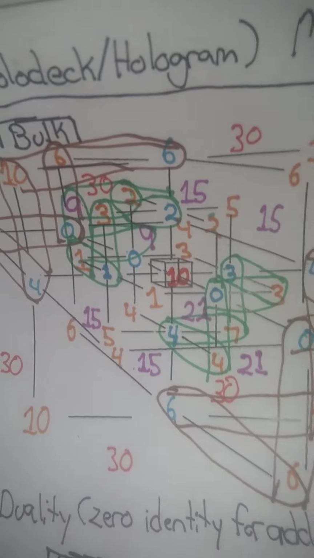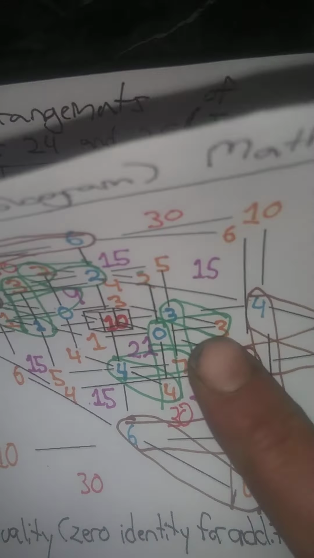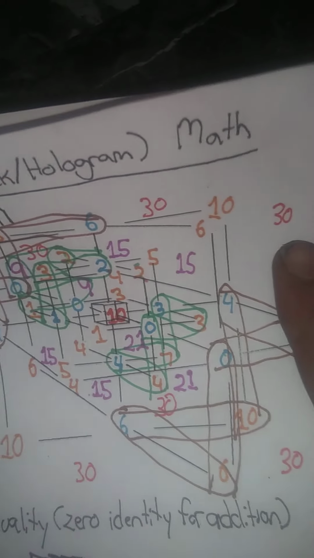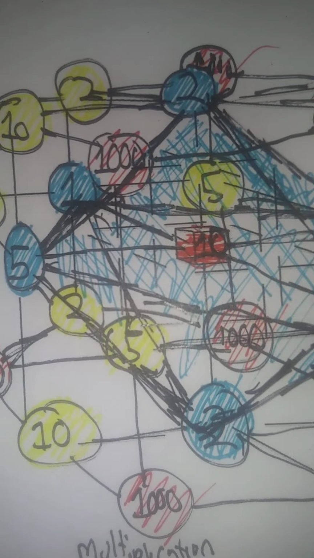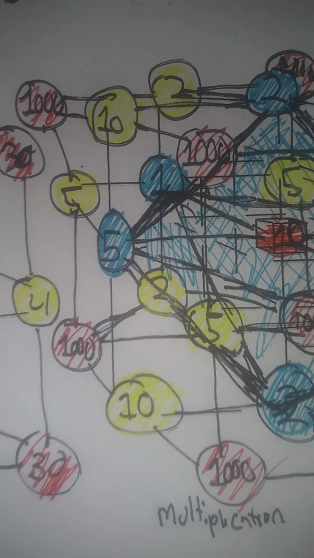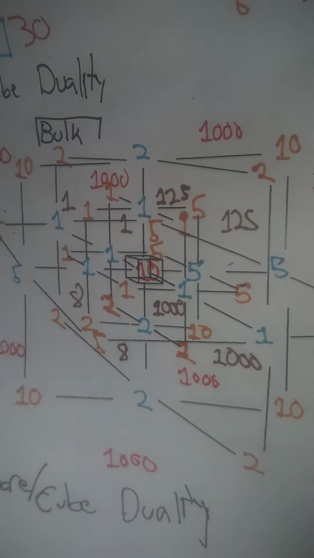I got that from this one. 10 in the middle, ghost numbers on the outside 30. That 1000, the one with the 10 in the middle and the 1000 outer ghost numbers, I got that from here.